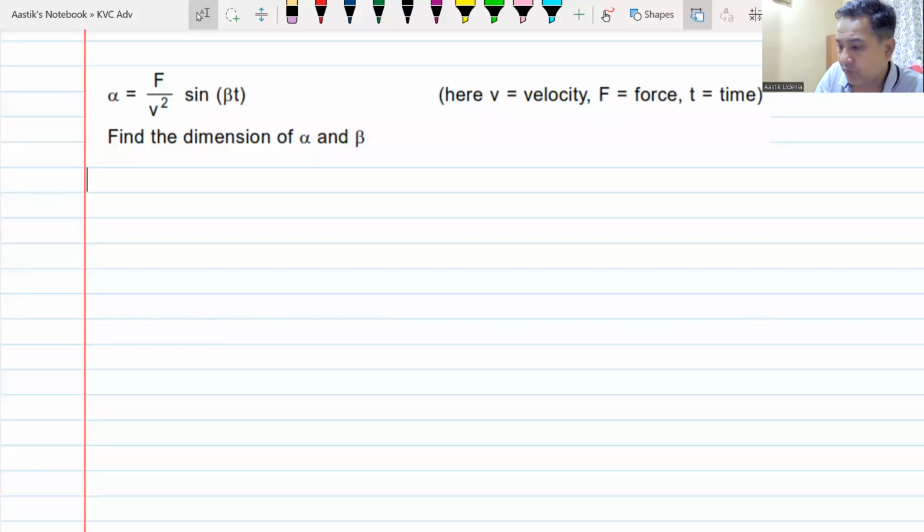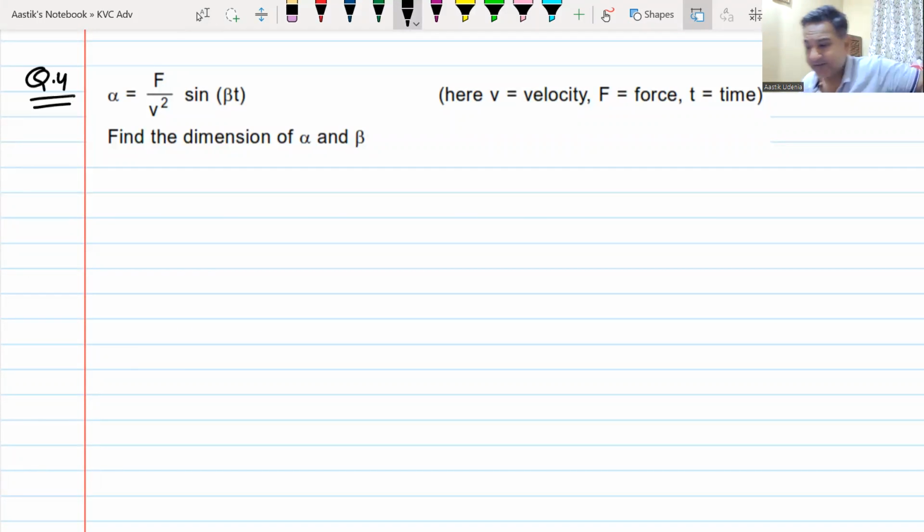Question number 4. Can you see this question number 4? You can raise your hands. Now I can see you. Question number 4. I hope everyone is doing this. Alpha is equal to F by V square sine of beta t.